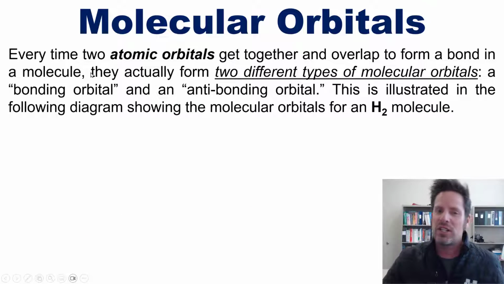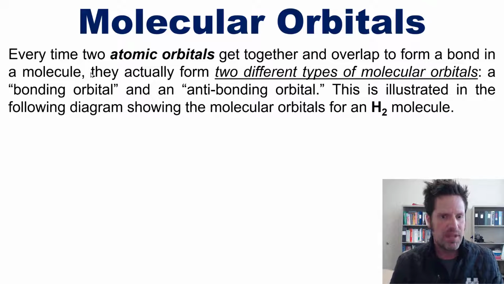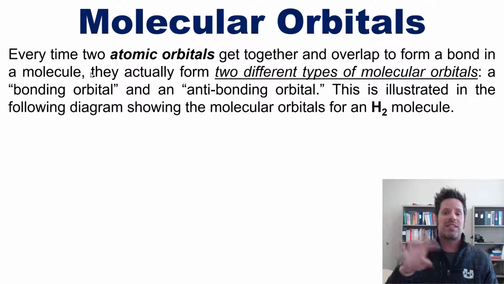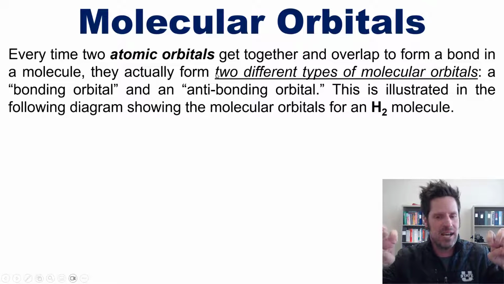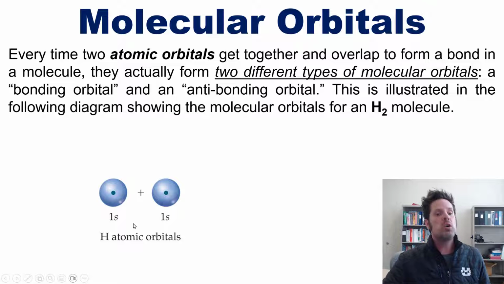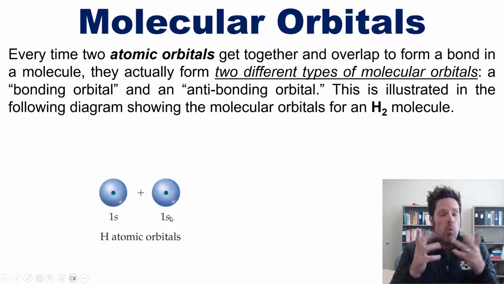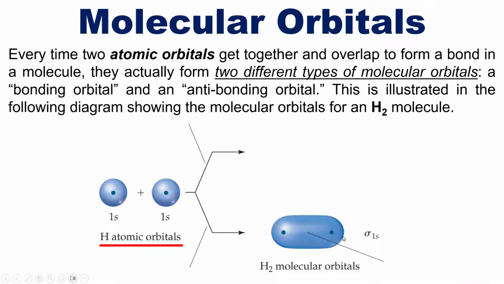So every time two atomic orbitals get together and overlap to form a bond in a molecule, they actually form two different types of molecular orbitals, a bonding orbital and an anti-bonding orbital. This is illustrated in the following diagram showing the molecular orbitals for an H2 molecule. So you see that to form an H2 molecule, two separate H atoms come together with their individual atomic 1s orbitals that are each populated by a valence electron. They then combine to form an H2 molecule.